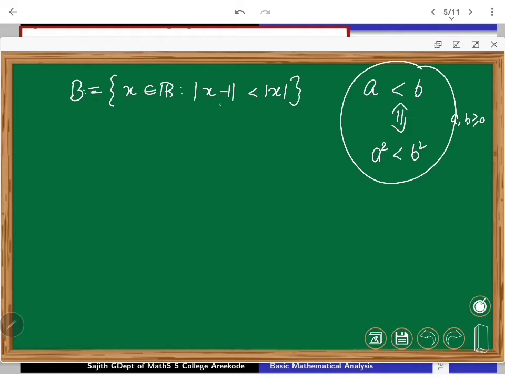How can I make use of that? I am considering those x's which satisfy this. So I am looking for mod x minus 1 less than mod x type of x. Just square it. This is equivalent. This is non-negative, so square it, that also behaves like this. So mod x minus 1 square is less than mod x square. I have to look at what are those x's in such a way.